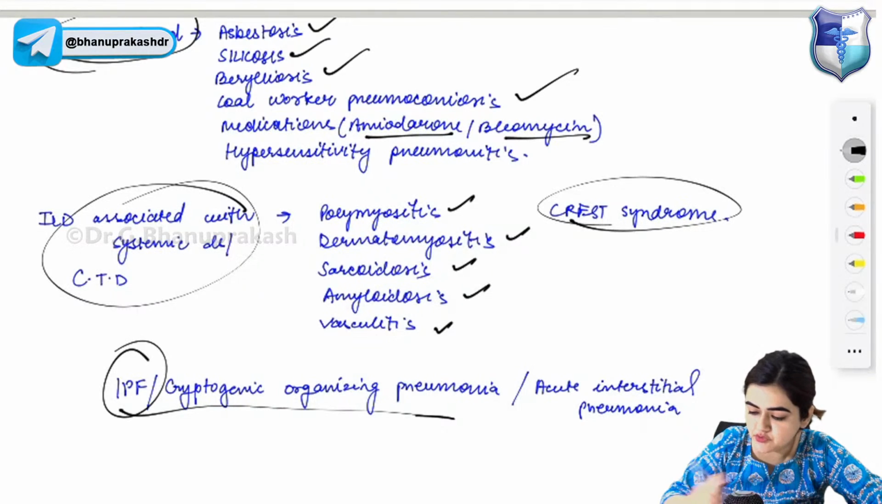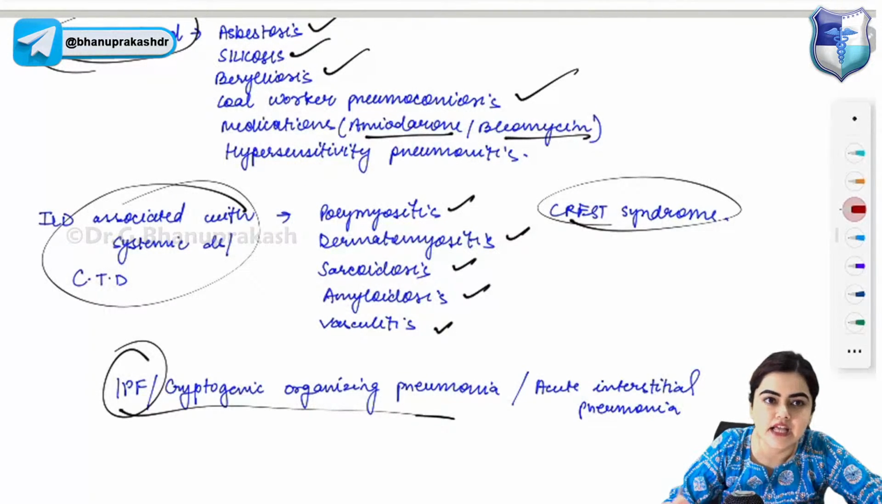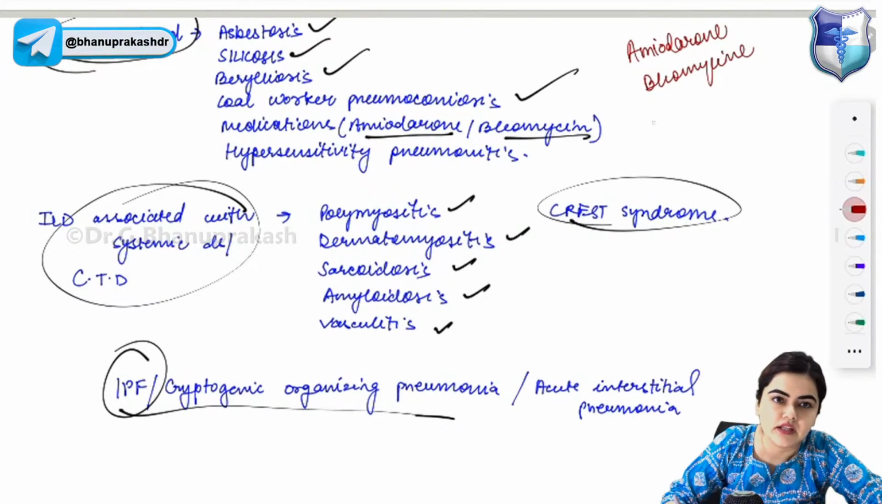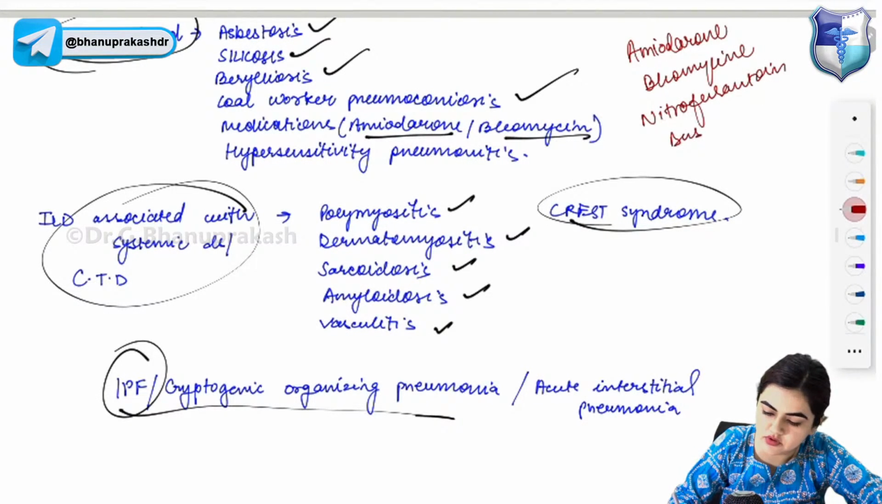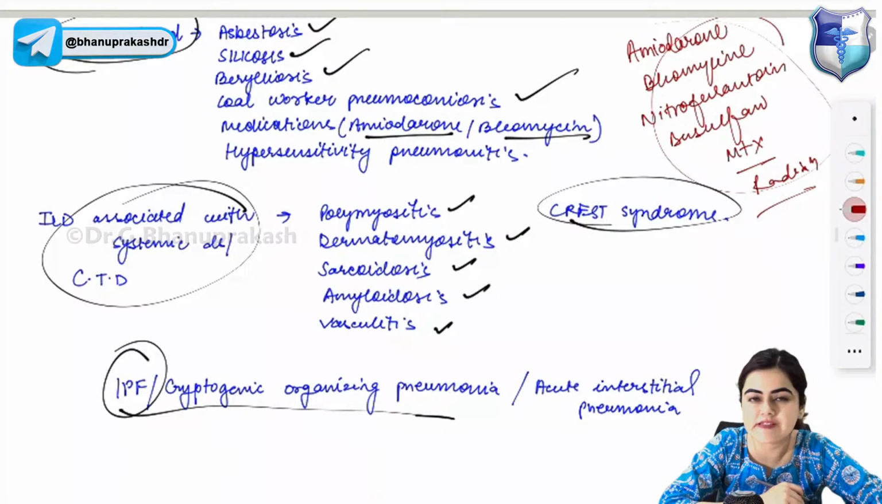Now, there are some medications which can lead to interstitial lung diseases. Can you name them? These include amiodarone, bleomycin, nitrofurantoin, busulfan, methotrexate, then radiation, and long-term oxygen concentration. This can cause pulmonary fibrosis and result in interstitial lung disease. Clear? Yes, very good. Amiodarone, bleomycin, busulfan, and methotrexate.